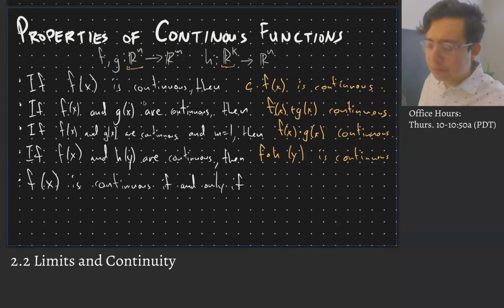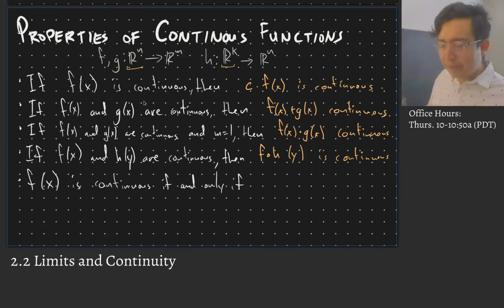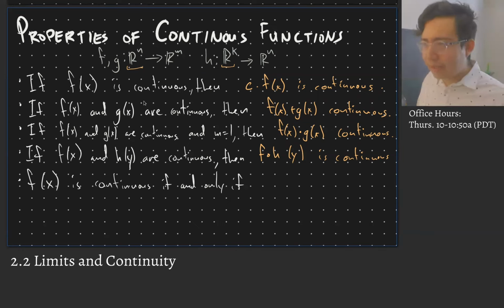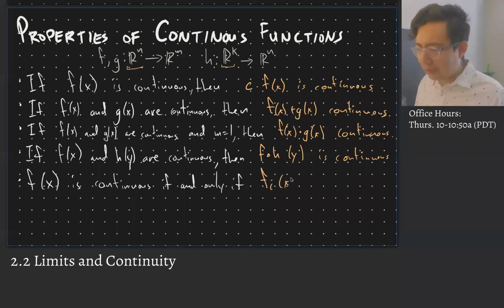Cool. Now this last part, f is continuous if and only if... This is going to relate to that last property of limits that we talked about at the beginning of lecture today. So what that is, we say f of x is continuous if and only if f_i are continuous for all i.